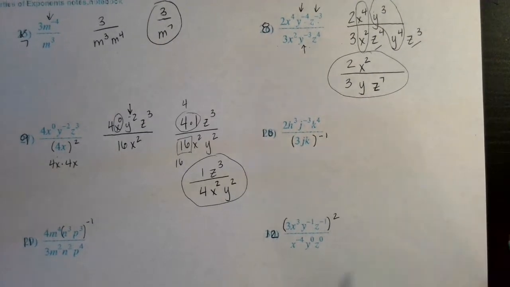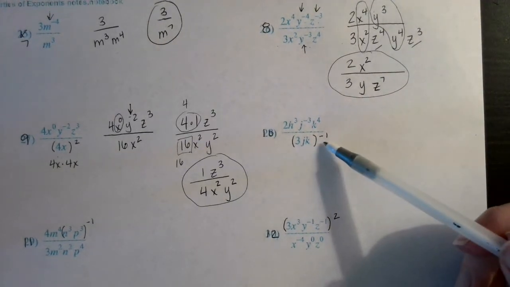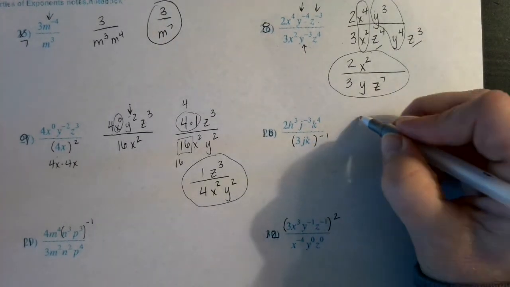All right, looking at number 10, I have a negative exponent, so I'm going to deal with this negative exponent. I'm going to rewrite my numerator.